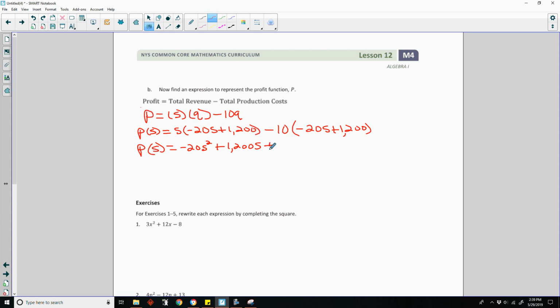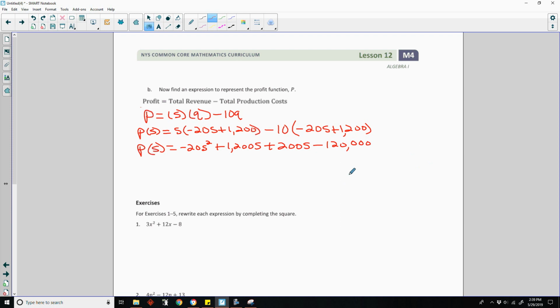Negative times a negative is positive. 10 times 20 is 200S. Negative times a positive is negative. 10 times 1,200 is 120,000.